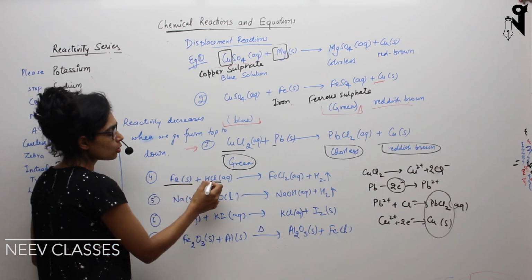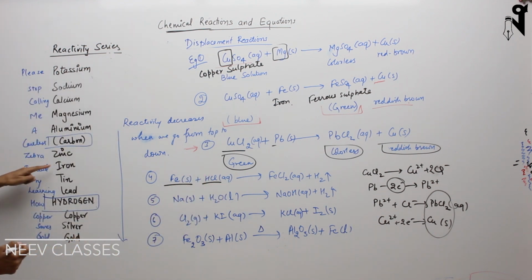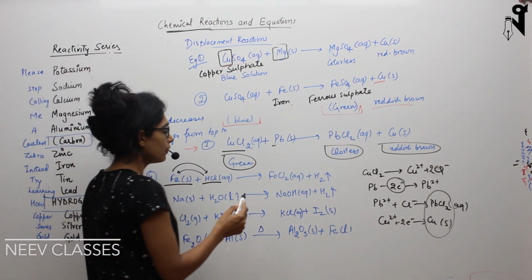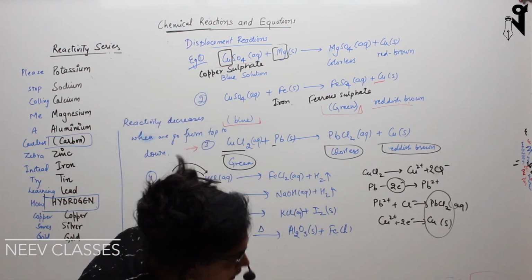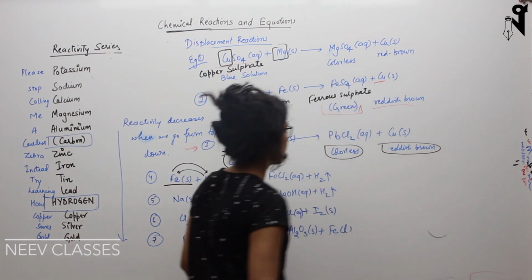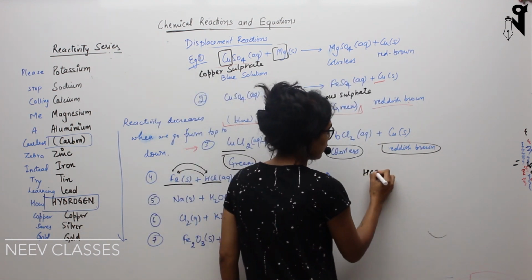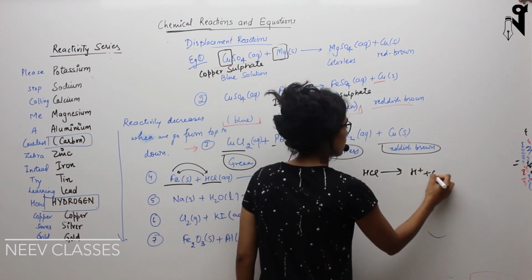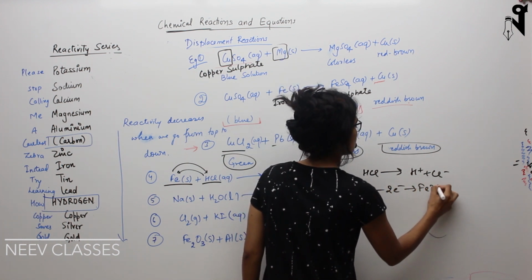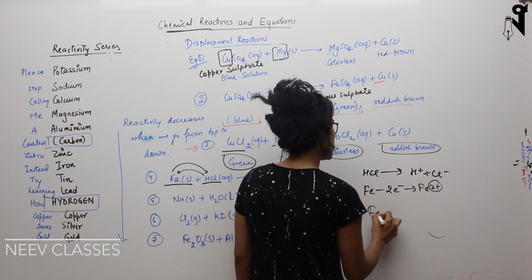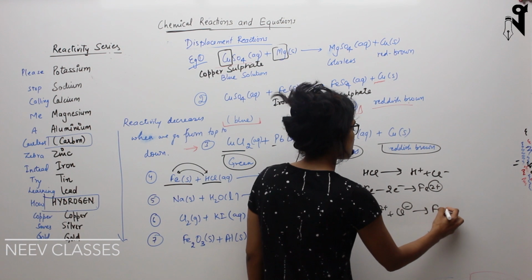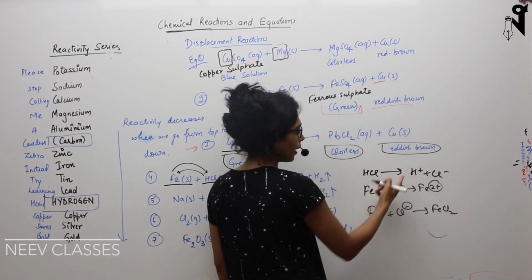Now, when iron is dissolved in HCl, look at iron's position. Iron is above hydrogen, so it will easily be able to displace the hydrogen and will form FeCl2 plus hydrogen gas. Now again, if I write the ionic equation of it, how will it look? Your HCl will split into H+ and Cl-. Fe will lose 2 electrons and become Fe2+. Correct? This Fe2+ and Cl- will come closer, react with each other, and form FeCl2. Plus, you have hydrogens over here.